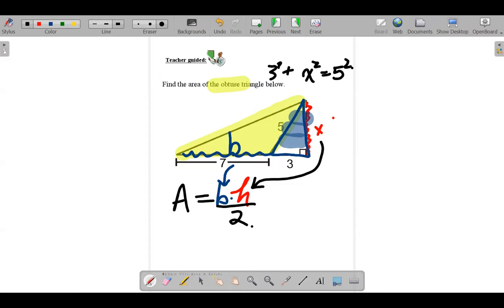Jimmy, try your area again. Your height is correct. Cameron, don't forget your unit. Kira, you're using the wrong height, ma'am. You're using the wrong height.